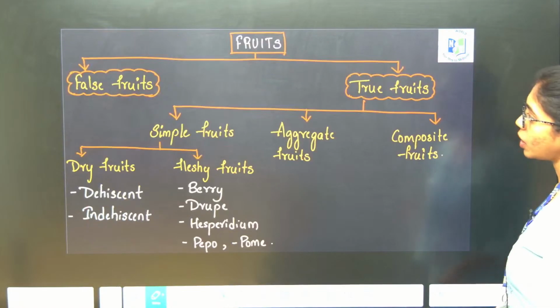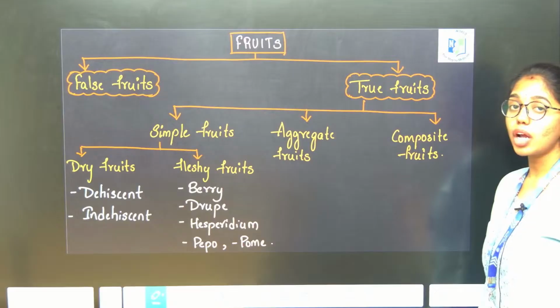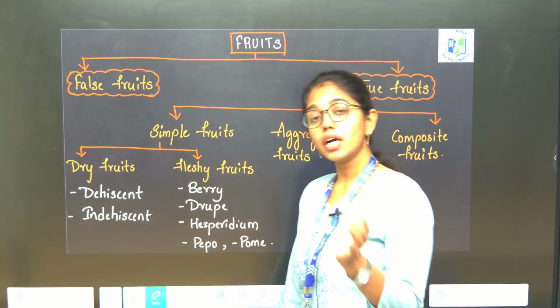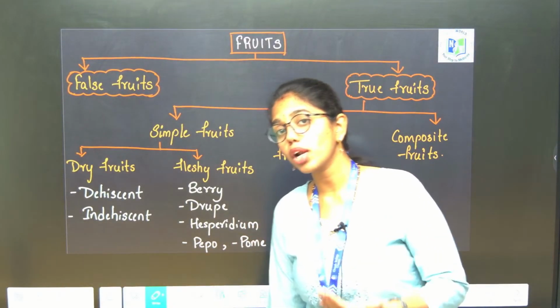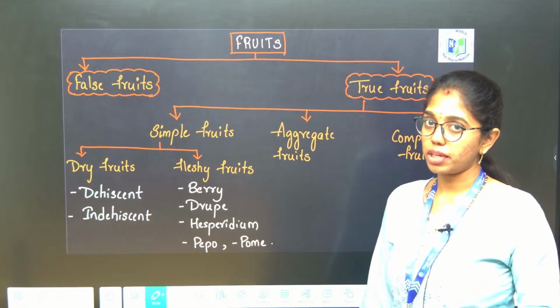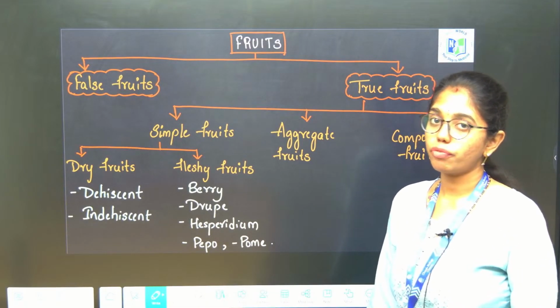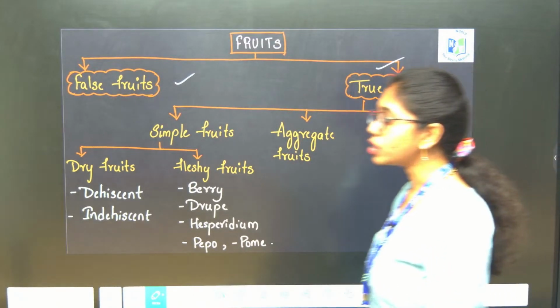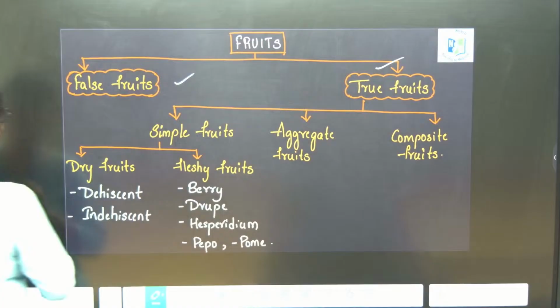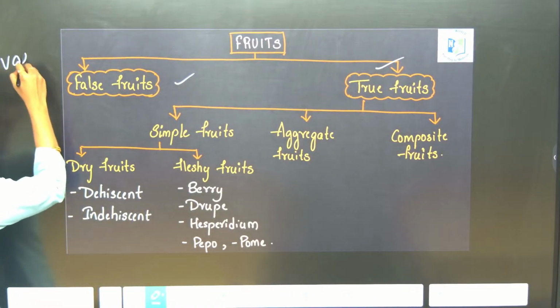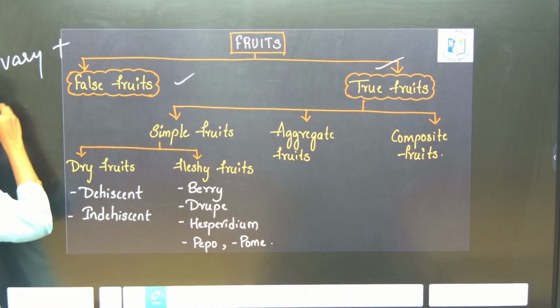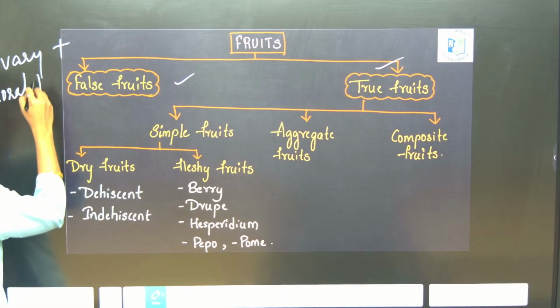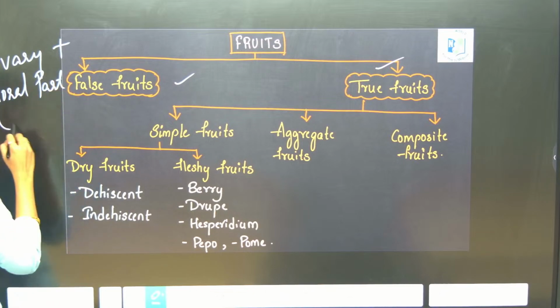Clear, right? Next you see fruits based on whether the ovary is turning to fruit or any other floral part is also involved in fruit formation. We have two different types of fruits. One is false fruit and second type is true fruit. False fruit is where along with ovary, any other floral part is also involved in fruit formation.